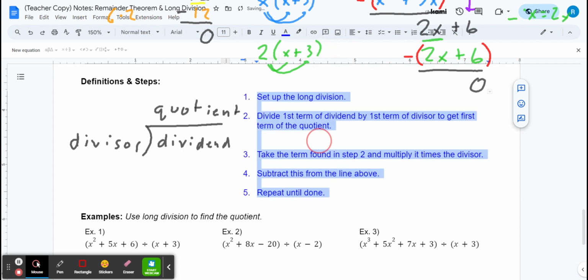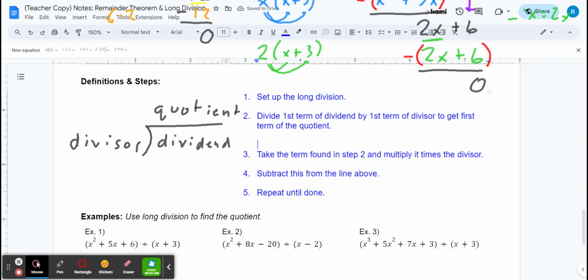And we'll make those blue so you can see them pop up. Here are the steps that we walked through. So go ahead and pause your screen, get these down in our notes. But the first thing we do with every problem is set up the long division.